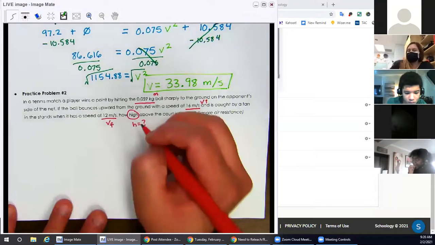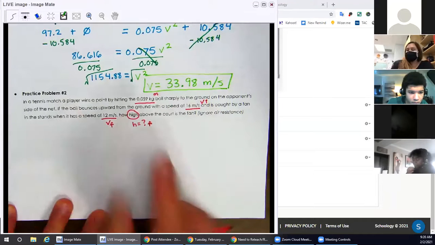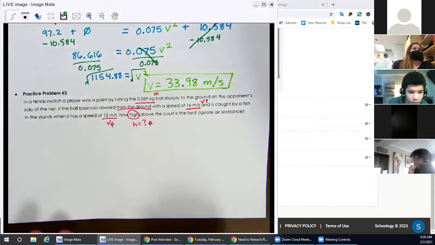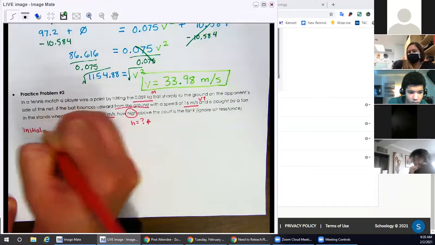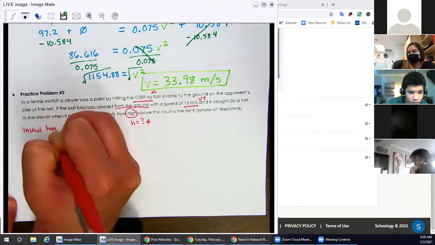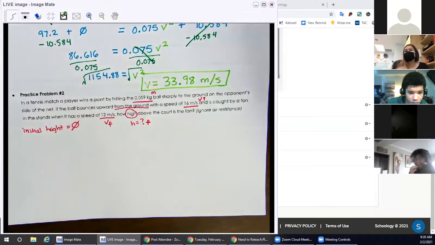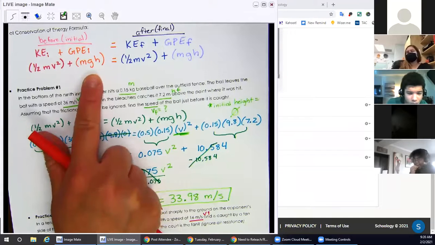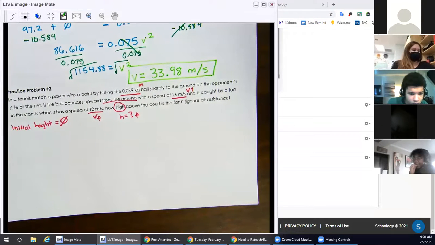That one's going to be our final because it bounces from the ground. So if it's from the ground, what's the initial height going to be? 0. So initial height, again, is going to be 0. So do we even need our initial gravitational potential energy? No, we don't need that. I'm still going to write it, but you don't need it.